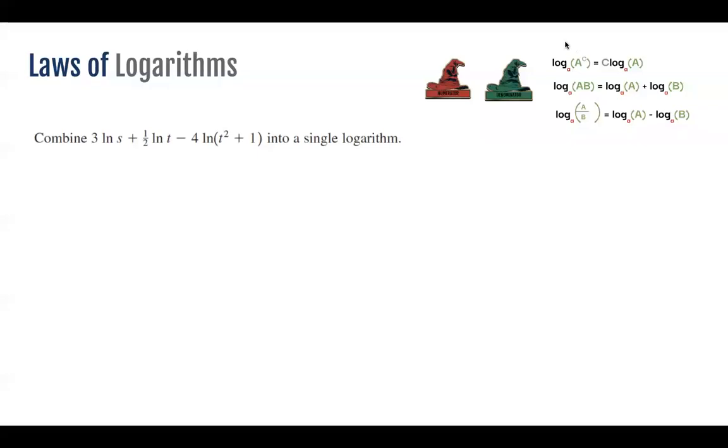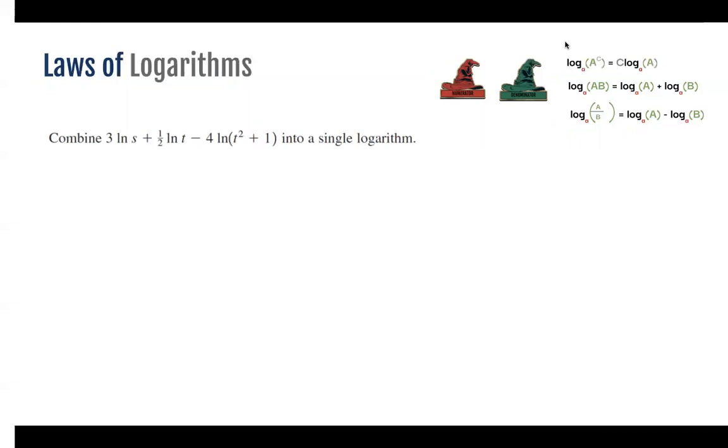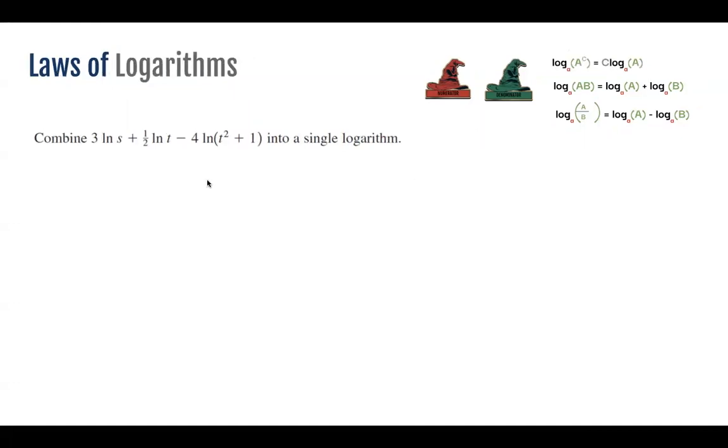When you have several logarithms with the same base, you can combine the logarithms into a single one by using the laws of logarithms. And the first one that we usually use is the one that allows us, instead of having this as a coefficient or a multiplying factor, to bring it inside of the logarithm as the exponent of the argument.